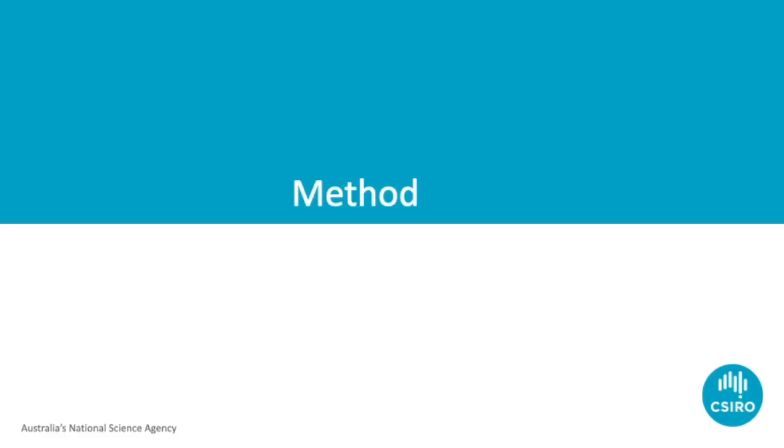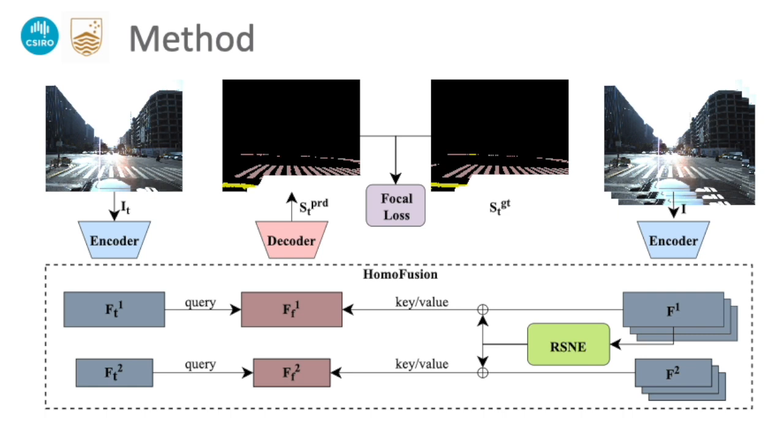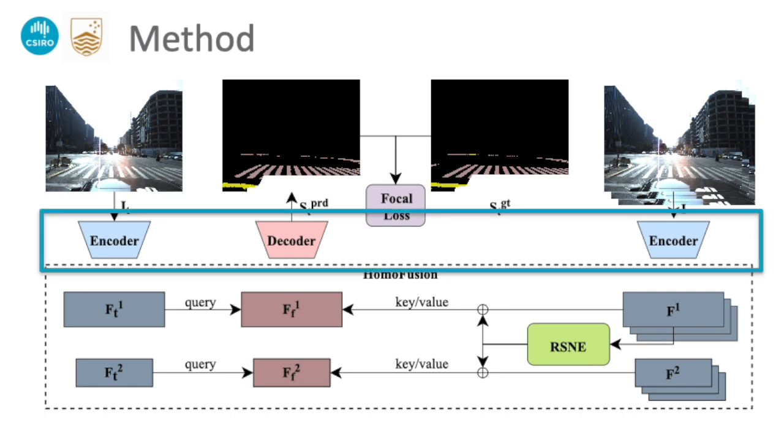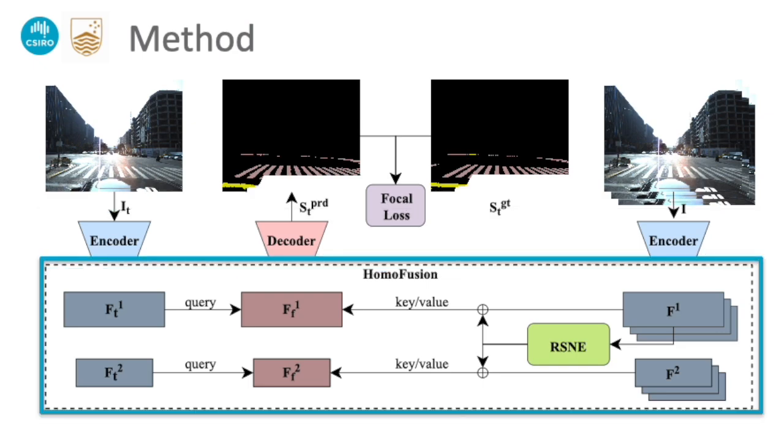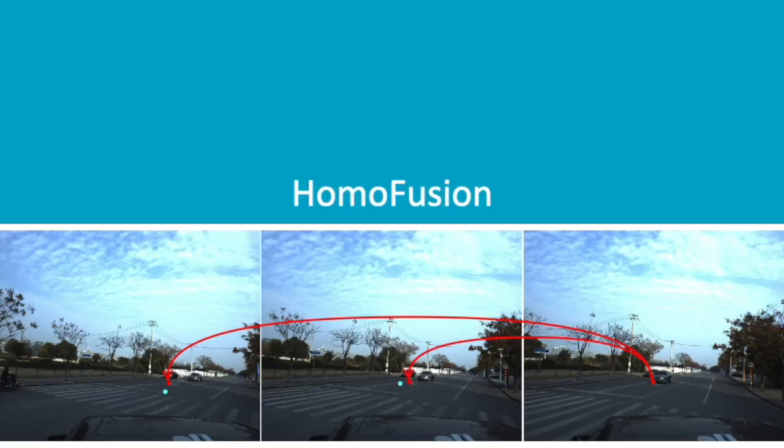Then, I will introduce our method in detail. This is the overview of our proposed method. It consists of a pair of lightweight encoder and decoder, and our proposed HomoFusion module. The HomoFusion module employs a pixel-to-pixel attention mechanism to incorporate information from previous frames by projecting the pixels of the current frame onto the previous frames.